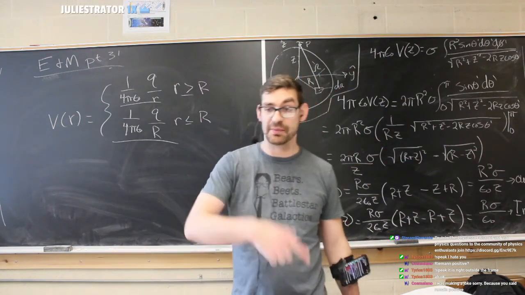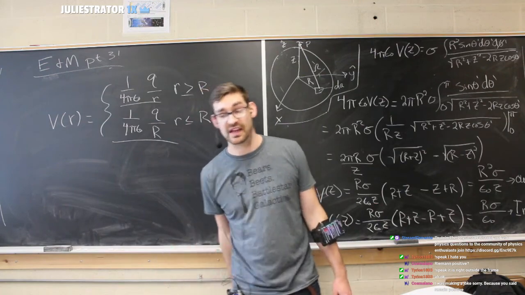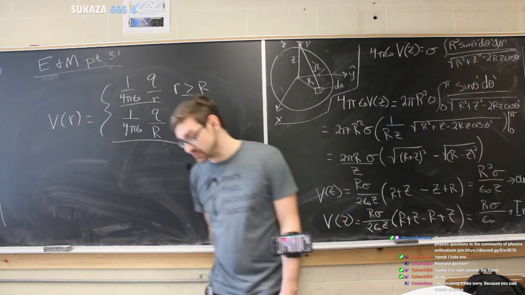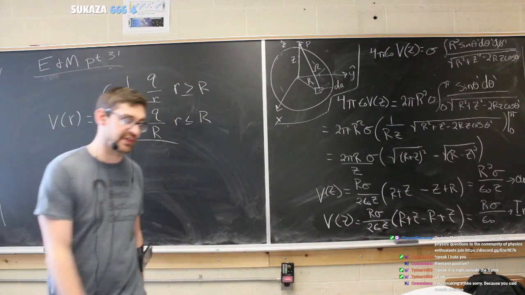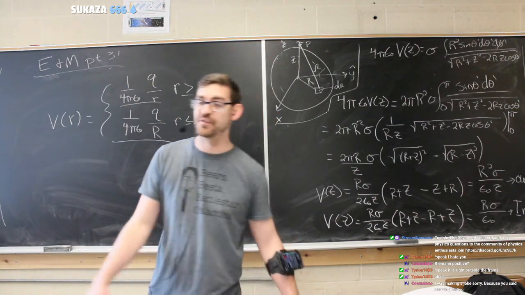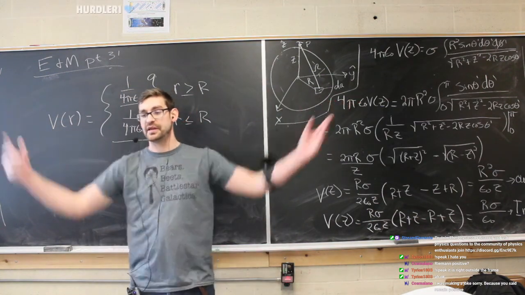And then you can extrapolate the electric field out of the potential in the same way, right? E is equal to the negative gradient of V. Same difference. And that's it for today. That's it for potentials. Part 3 in the books.